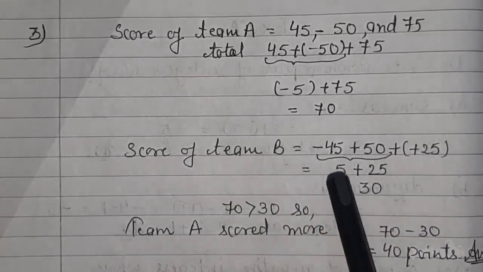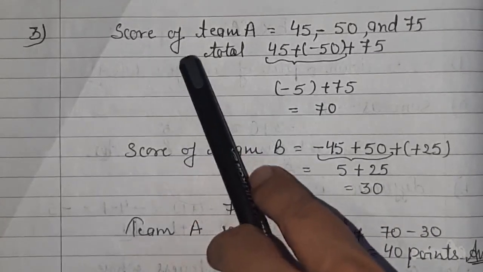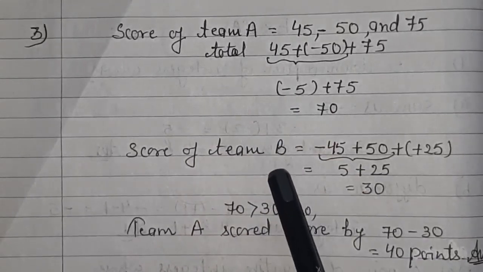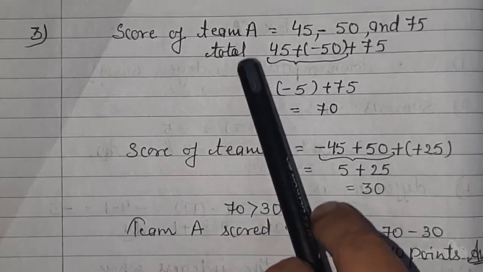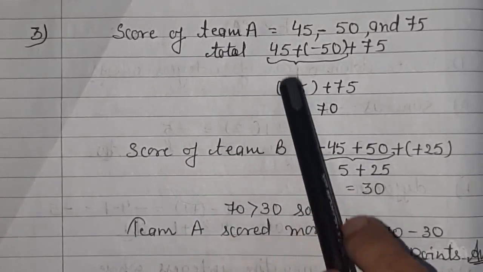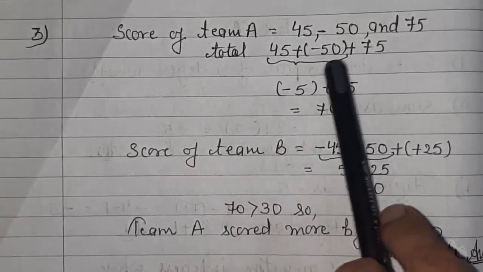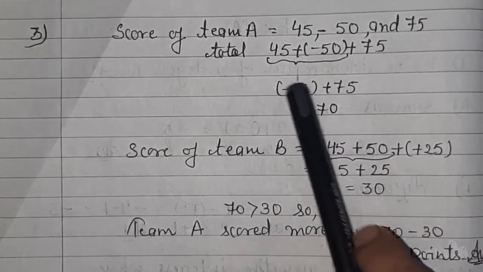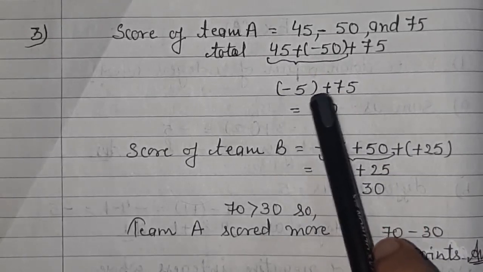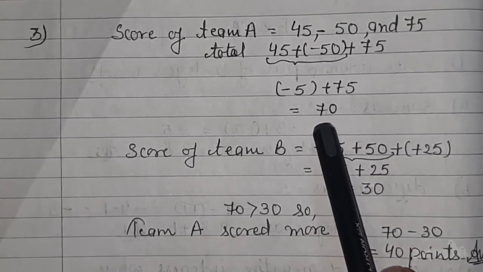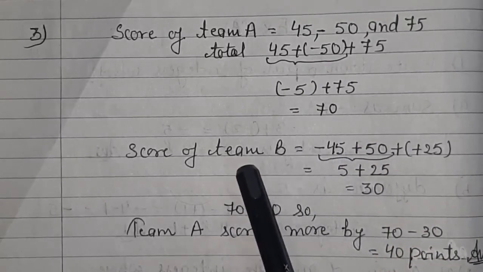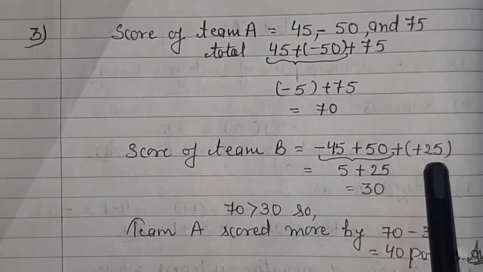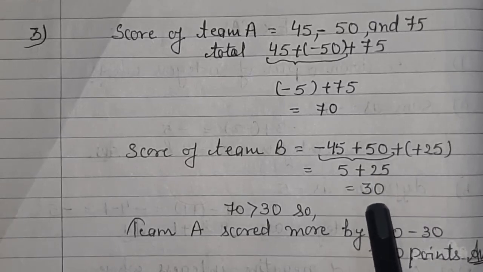So in that case, first we have to add the total score of team A and the total score of team B. When we add team A score 45 plus minus 50 plus 75, we will take two integers together, and when we solve, it will come minus 5. Minus 5 plus 75 is 70. Similarly, when we add team B scores together, minus 45 plus 50 plus 25, it will come 30.